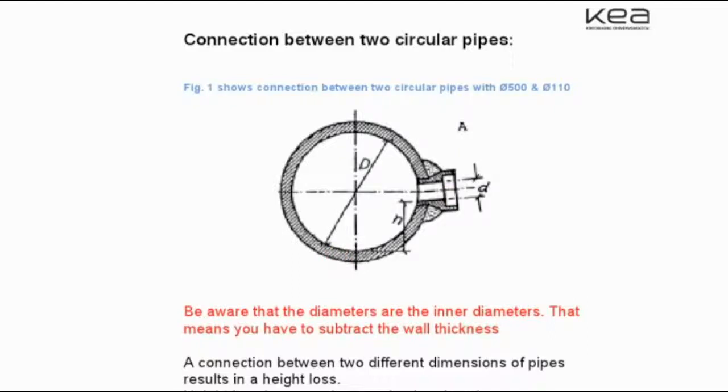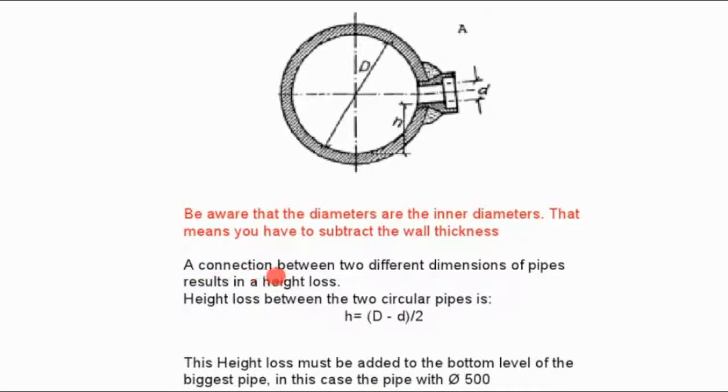What you must be very much aware of is that they are talking about the inner diameters. Here and here. And that means when we do the calculation in a minute that we must subtract the wall thickness, because we're only given the outer diameter of the pipes. A connection between two different dimensions of pipes results in a height loss, and that is what is shown here. This is the height loss, and it has the simple lowercase h.